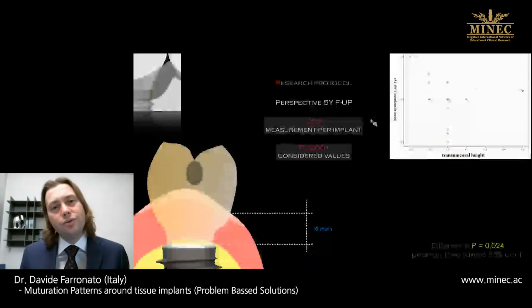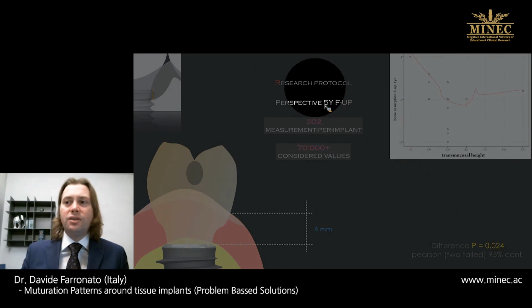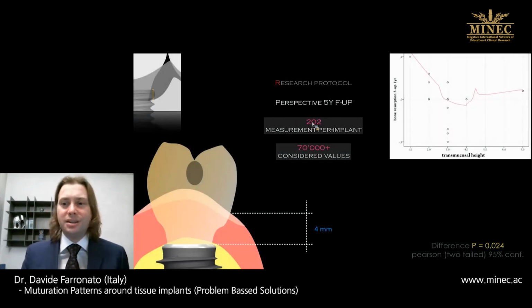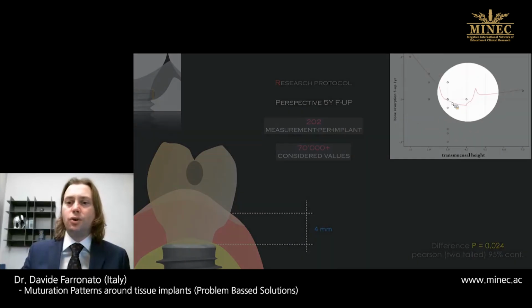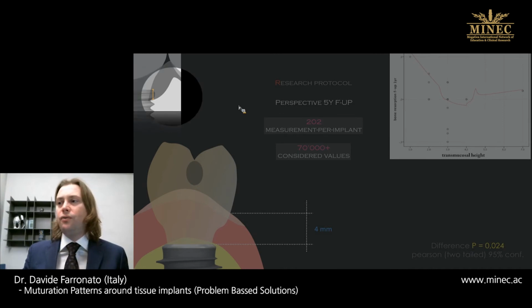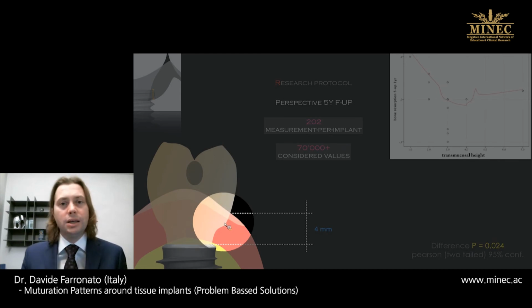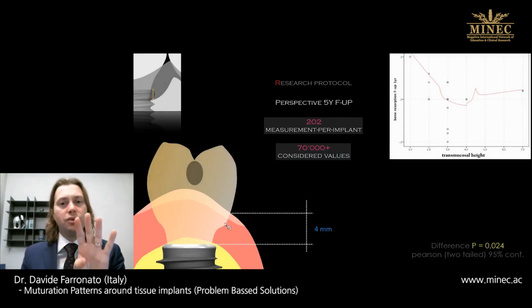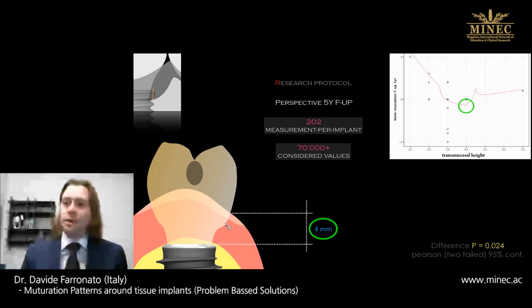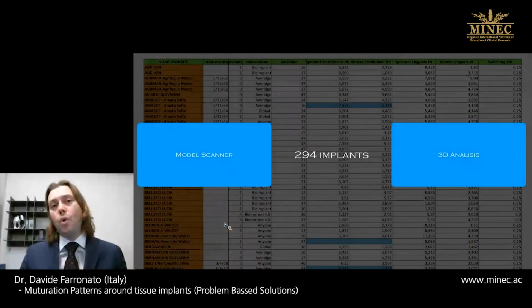And I would like to show you why. This was the data that I showed you before, the one on a prospective 5 years follow-up with 202 variables per implant, and we measured that the best performance in order to reduce the bone recession around implants was 4 millimeters of transmucosal height. So from connection to free gingival margin on the buccal side, 4 millimeters was the magic number. Let's try to see if this 4 millimeters is so magic even in a bigger study.